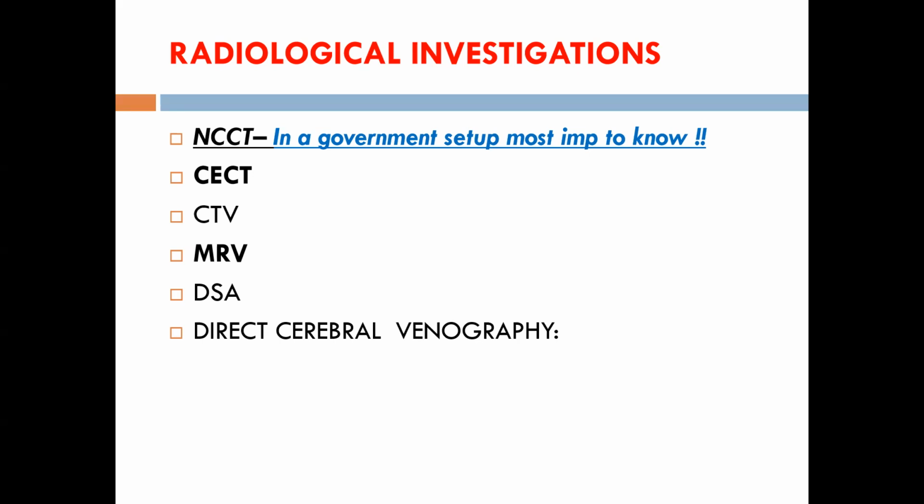Radiological investigations. First and foremost important is the normal CT brain, because in most of our government hospitals, MRI would not be available, MR venography would not be available, and sometimes contrast would not be available. So you should know the details regarding the NCCT findings of cortical vein thrombosis. Other investigations include digital subtraction angiography, and sometimes direct cerebral venography could also be done. So you should know about NCCT head findings in case of cortical vein thrombosis. We'll go through the radiological findings in detail. Okay, next slide.